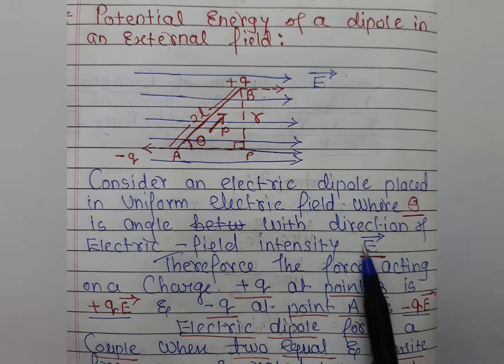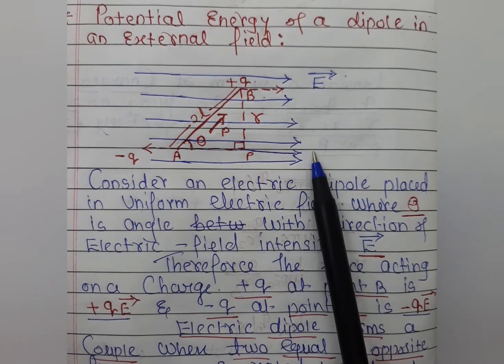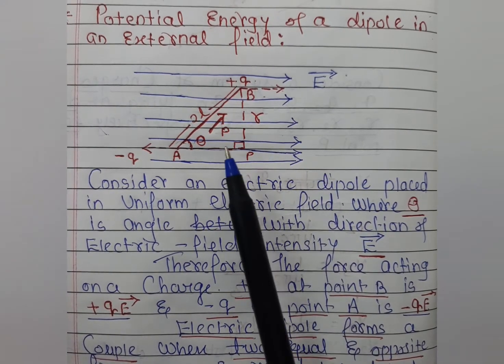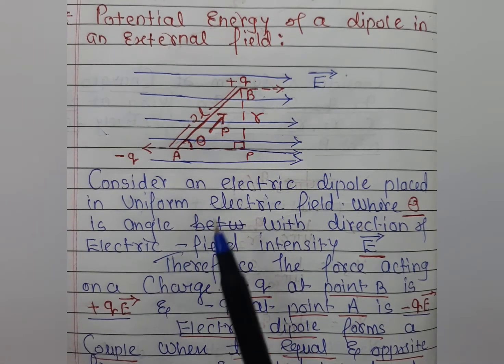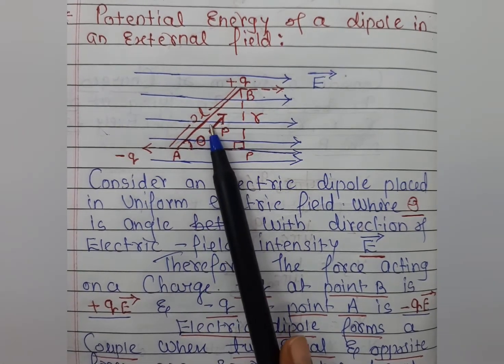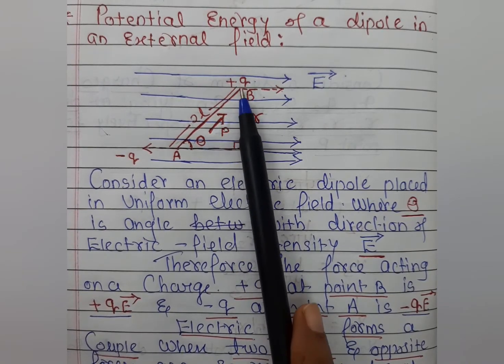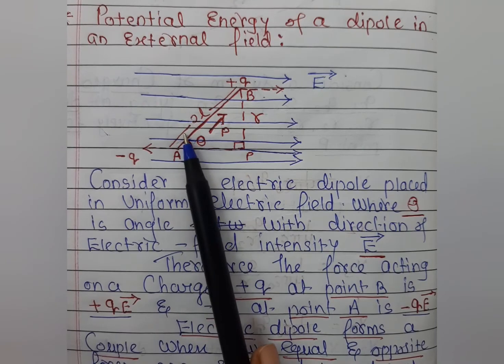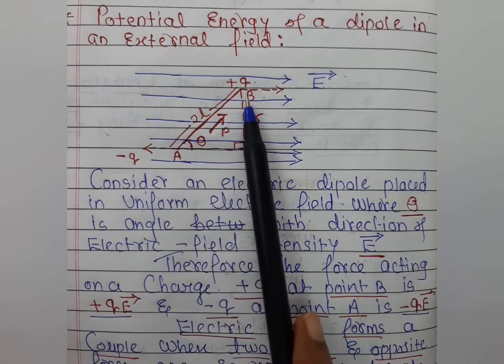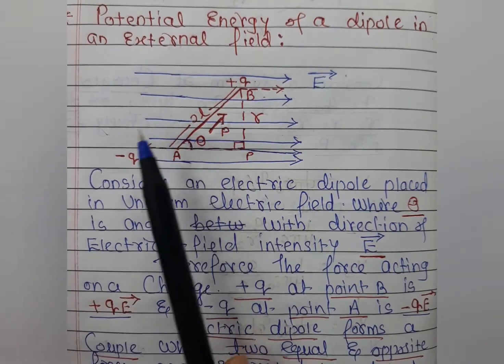So here students, you can see these two charges are placed in an external electric field, and these two charges are separated by a distance of 2L, because from the origin, if we consider the origin here, from plus Q the distance is L, and from the origin to minus Q the distance is L. So the total distance between these two charges we consider as 2L.